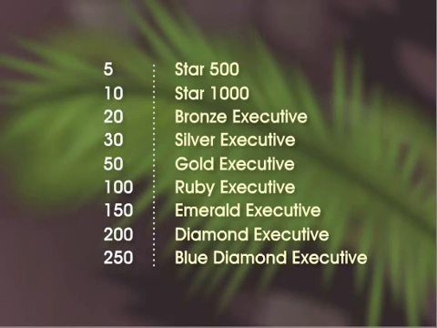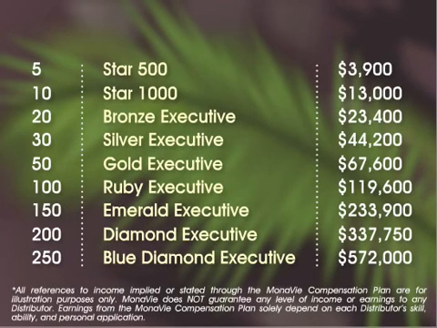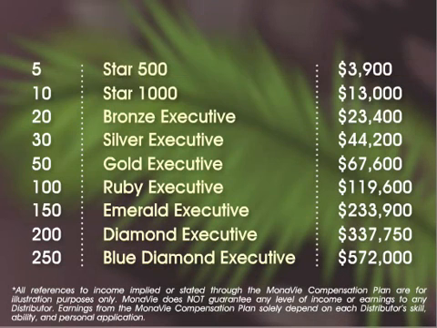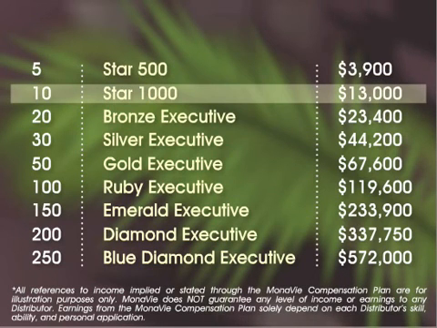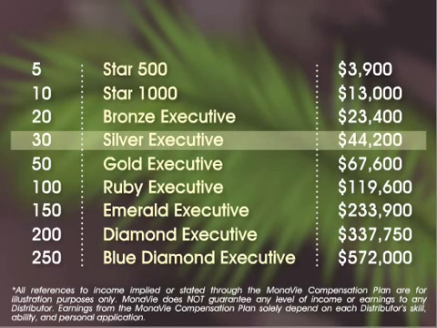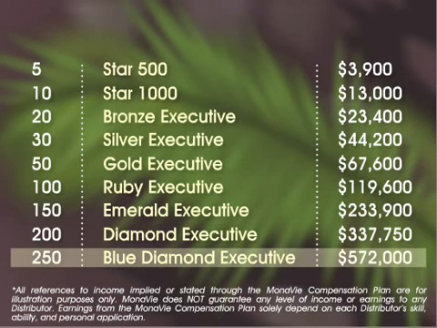Now I'd like to share with you some of the average analyzed incomes of these ranks in 2005. The average annual income of a star 500 was $3,900. A star 1000 was $13,000 a year. Bronze executive earned an average of $23,400 a year. Silver executive was $44,200. Gold executive was $67,600. All the way down to blue diamond, which was $572,000.